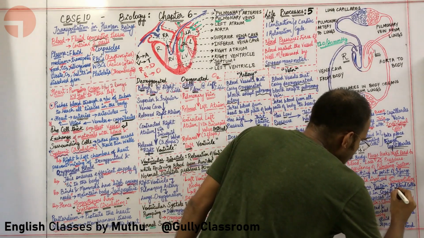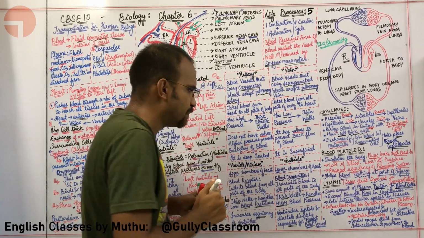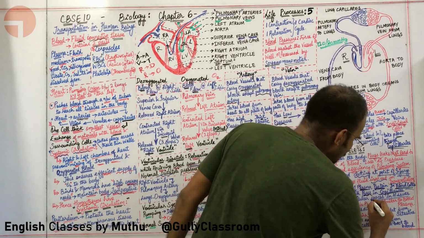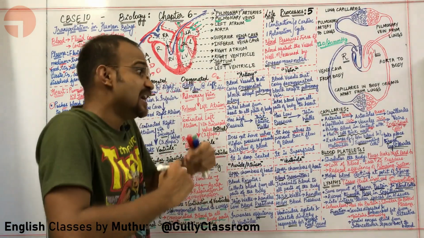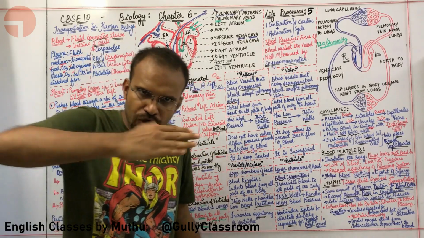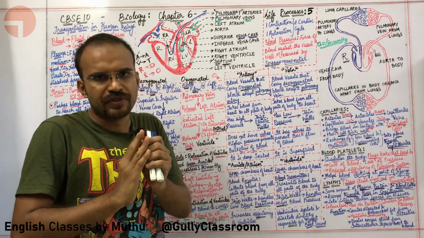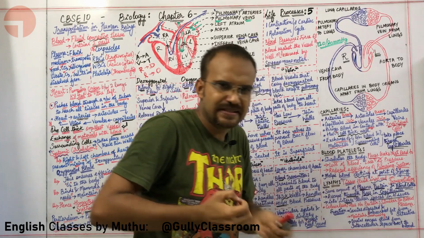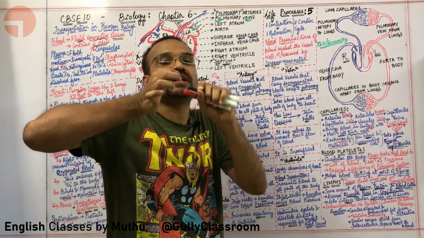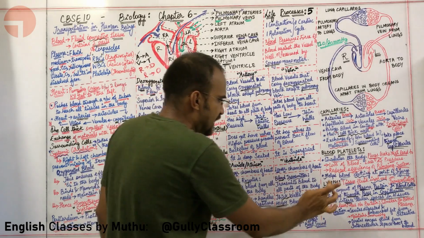Some amount of plasma, protein and blood cells escape through the pores present in the capillaries into the intercellular spaces. What is intercellular spaces? Spaces in between the cells are called intercellular spaces. So when blood is flowing through the capillaries, some plasma, some proteins and some blood cells simply escape through the pores present in the capillaries into the space between the cells. This is called as lymph.